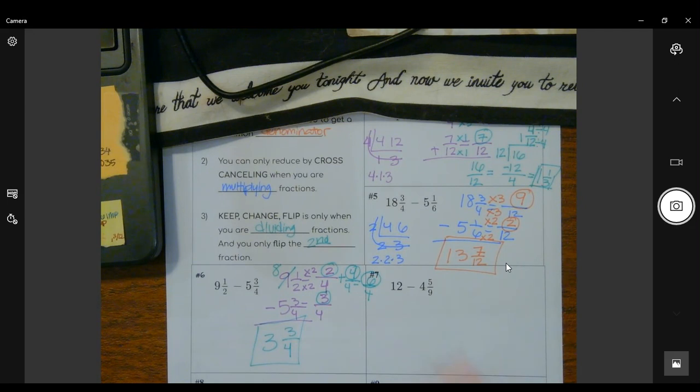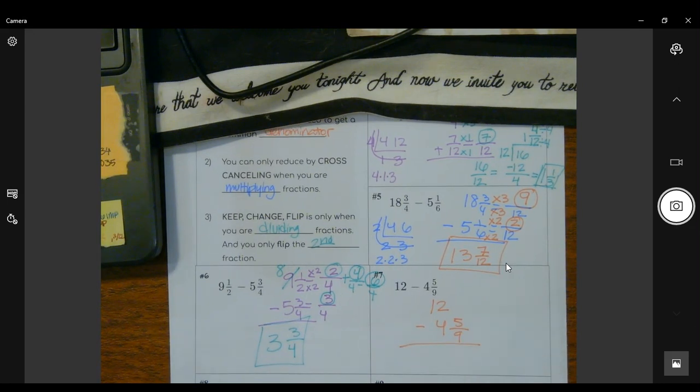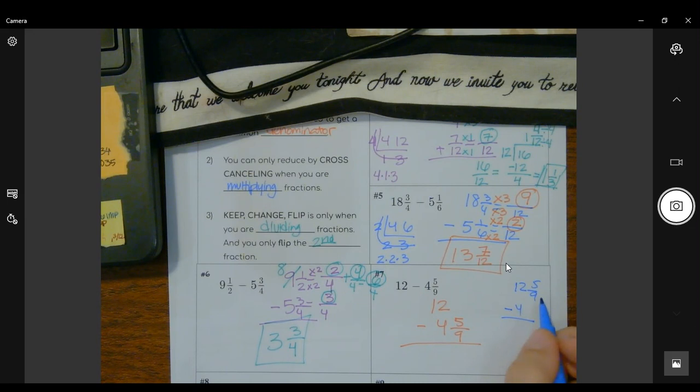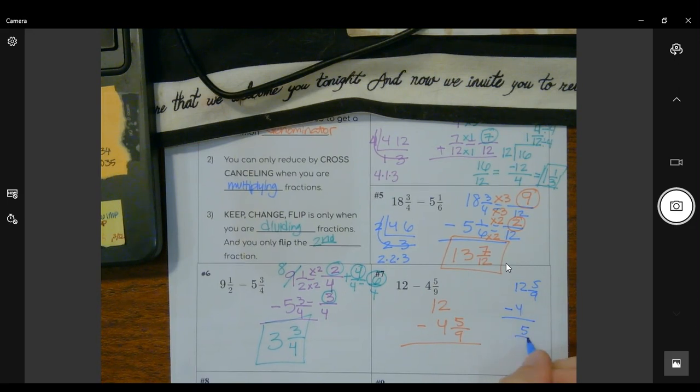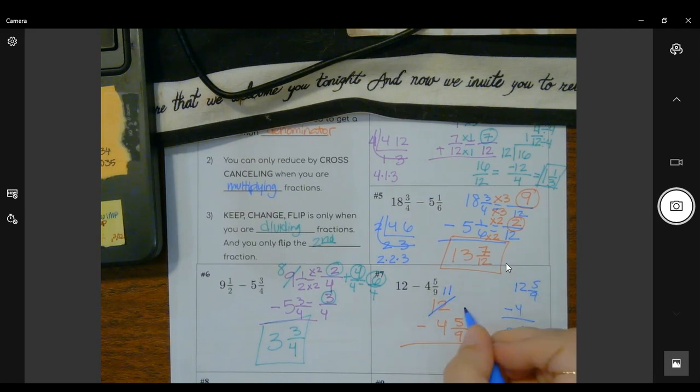It says that you have 12 minus 4 5/9. Now this looks easier than it is. The problem is that if it was, let's say, 12 5/9 minus 4, sure. 5/9 minus nothing is 5/9, and then you do 12 minus 4 is 8. But that's not the same thing as this. This is saying, can you take 5/9 from nothing? No. So I have to borrow from the whole number and then put something here. And that something is 1.